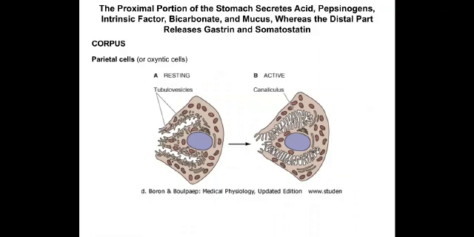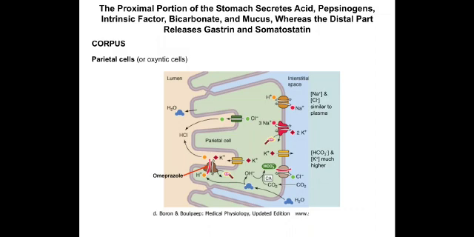And this is the parietal cell which has, at rest, the tubular vesicles not very prominently formed, but the canaliculi are formed once the cell becomes active. That means the proximal portion of the stomach secretes acid, pepsinogen, intrinsic factor, bicarbonate, whereas the distal part of the stomach releases gastrin and somatostatin. That is, initially the enzymes are released, but in the later part, the gastrointestinal hormones are released. So you can see how the parietal cell helps in formation of HCl.